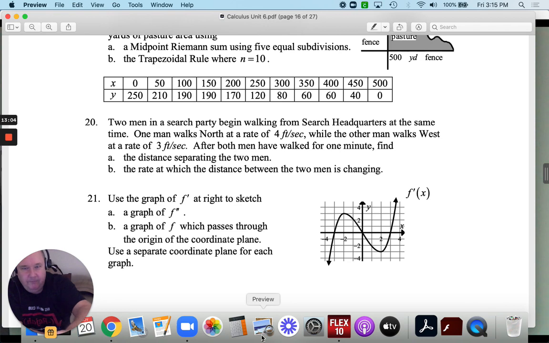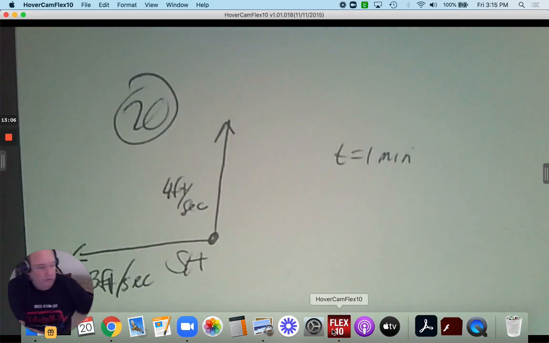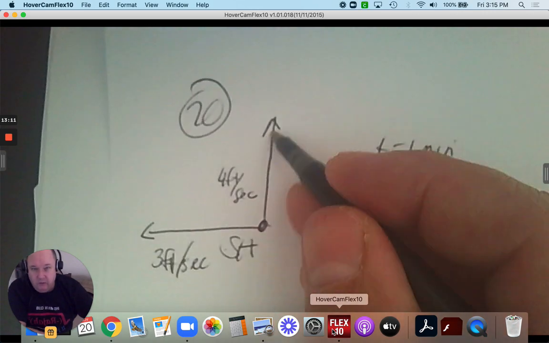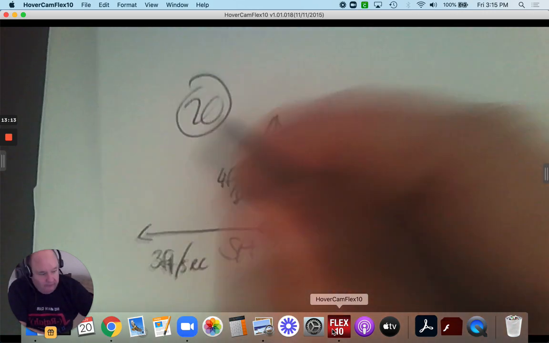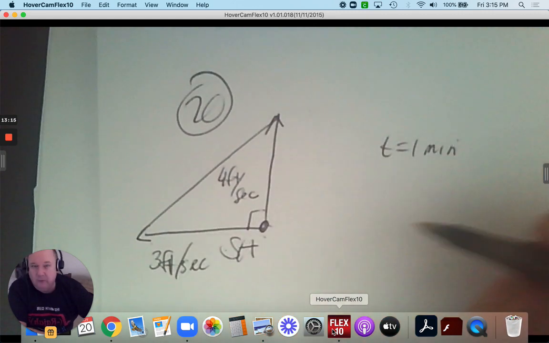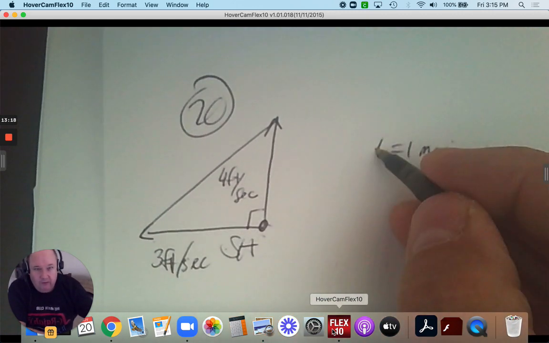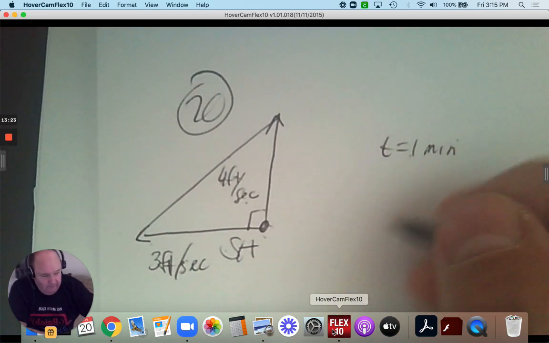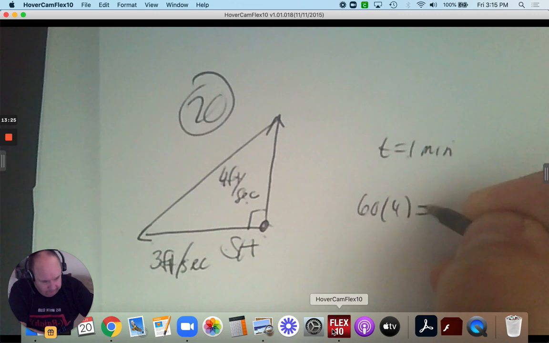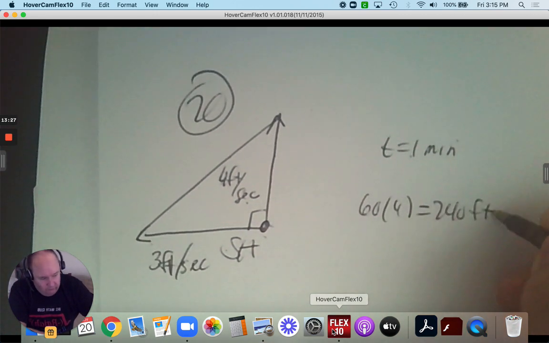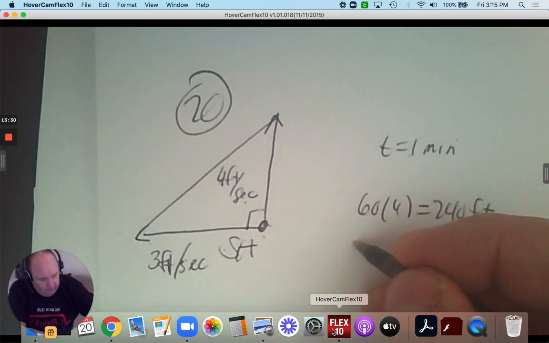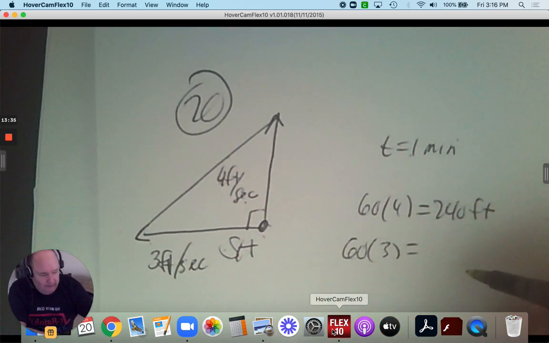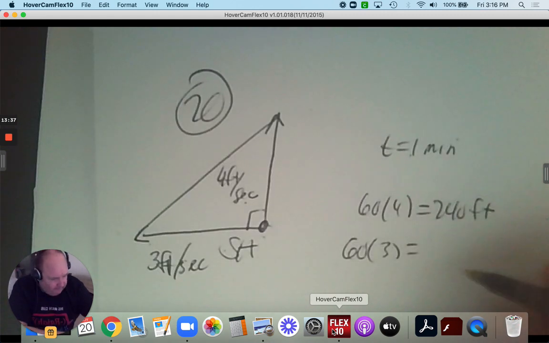Okay. So here's my attempt at a drawing. So the search headquarters, one is going north and the other is going west. If I connect it, you can obviously see a right triangle. So when t equals 1 minute, if you're going 4 feet per second, then there's 60 seconds in a minute, so it's 240 feet. The other one at 3 feet per second, you're going to go 60 times 3. That is 180.